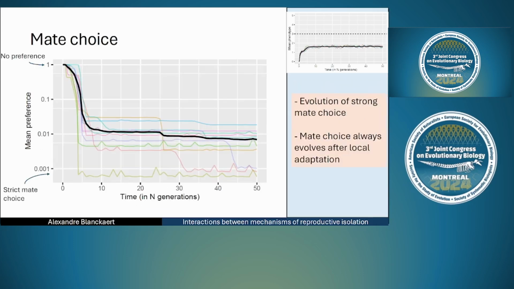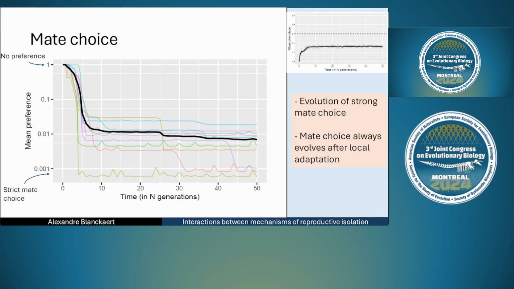So now we can move on to mate choice, which worked. Now this is the same plot as before, except the metric on the y-axis is preference. On the top, it means no preference. On the bottom, it means really strong preferences. It's a log scale. And what you can see first is that in all cases, we evolve pretty strong preferences, like a male from population 1 will pick a female perfectly adapted from population 2 in less than 1 in 100 cases. And we can see there's a bit of delay.